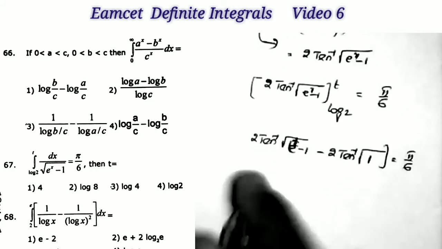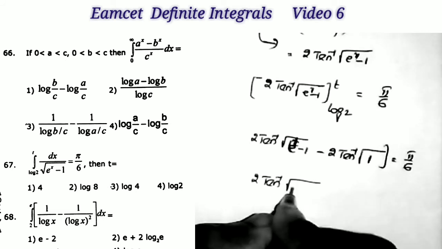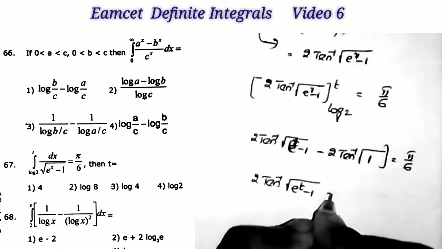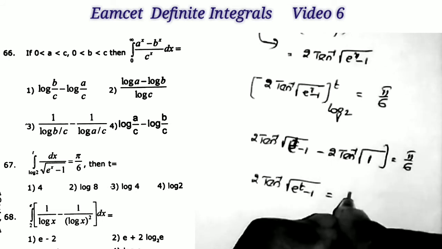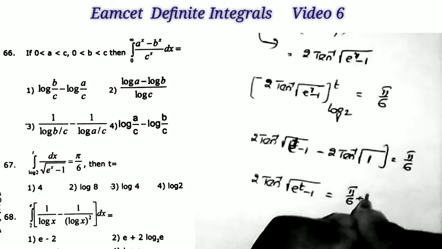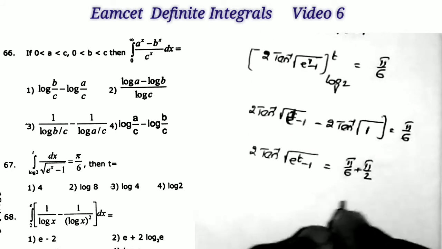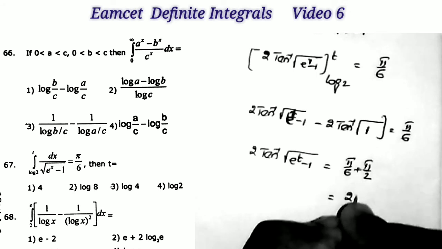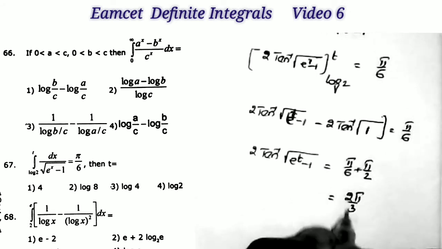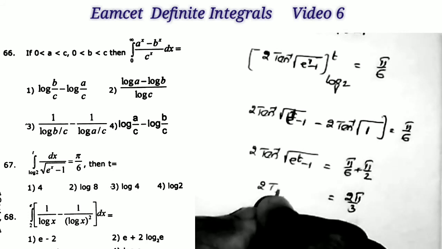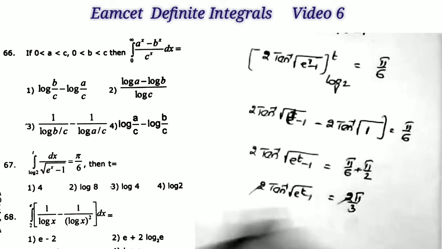Now this is equal to 2 tan inverse of square root of e power t minus 1, minus 2 pi by 4, that is pi by 2, equal to pi by 6. Taking minus pi by 2 to this side, that becomes plus pi by 2. So this is 30 plus 90, 120 degrees, so this is equal to 2 pi by 3. So 2 tan inverse of square root of e power t minus 1 is equal to 2 pi by 3.